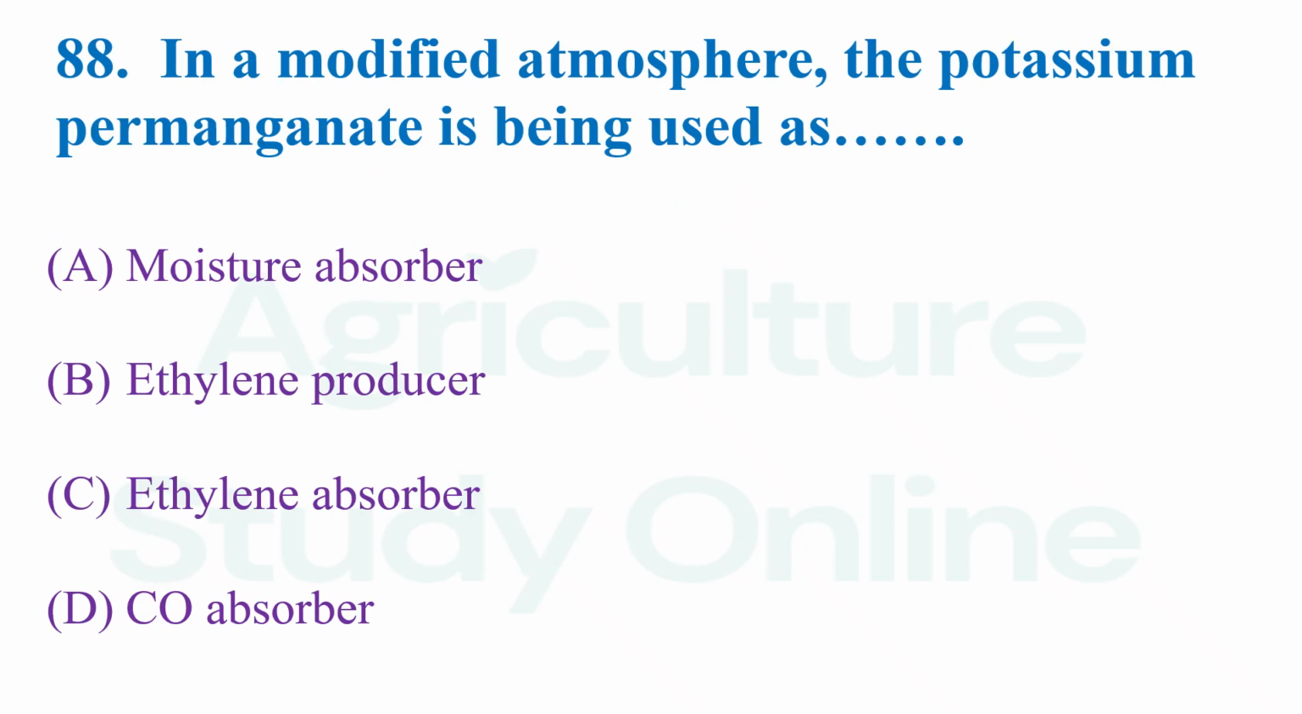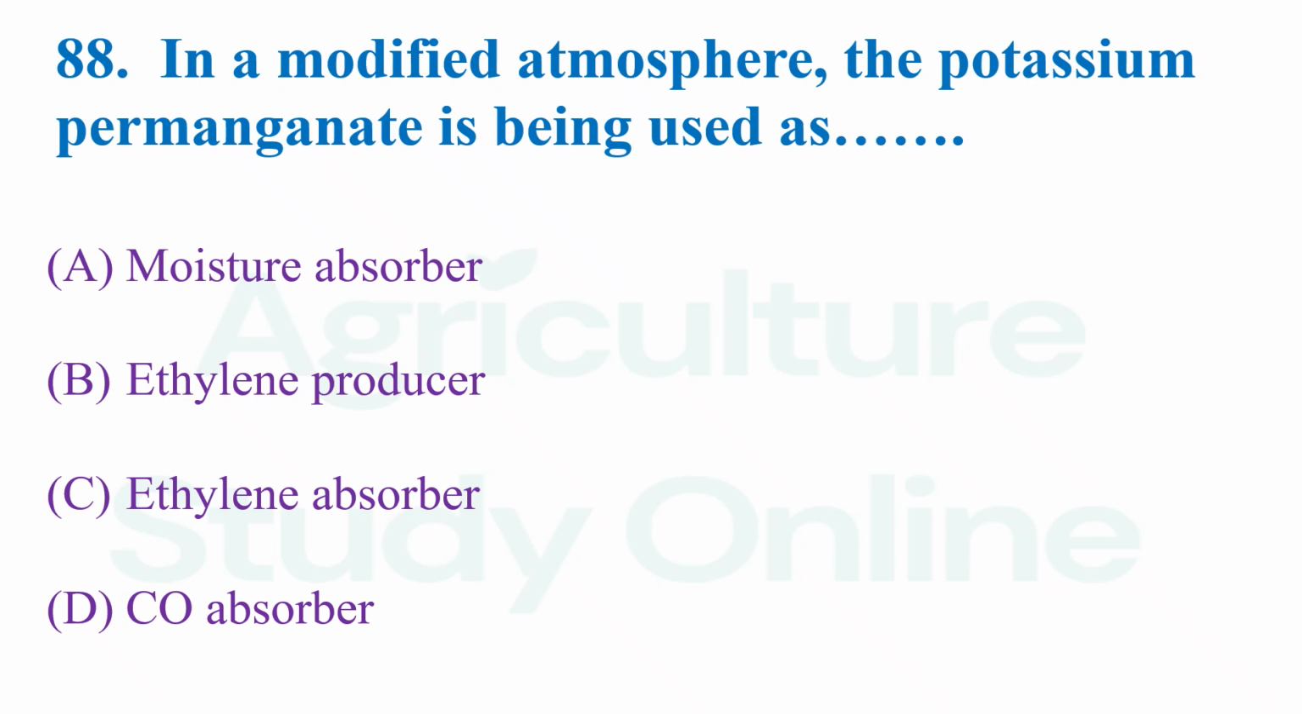Question number 88. In modified atmosphere packaging, MAP, potassium permanganate is used as an ethylene gas absorber, absorbing the ethylene released from fruits and vegetables. We know that ethylene is a ripening hormone. So excess ethylene can lead to faster ripening and spoilage.